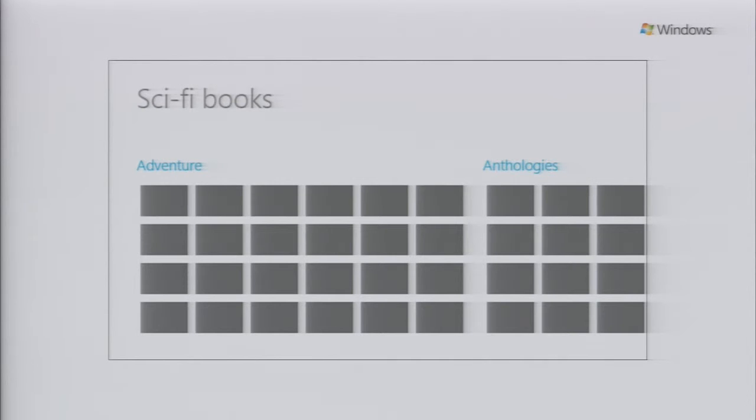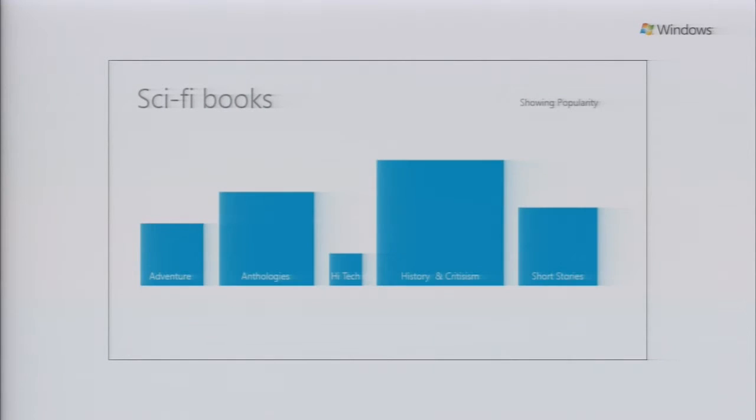And you can even extend that to present the data in different ways, actually change the semantics of the data. So if I was looking at a page with all the sci-fi books on it, there were different groups like adventure and anthologies and so on. If I were to pinch this down, maybe I want to show the data in a completely different way, like show popularity, just by changing the size of the block for the different adventure, anthologies, high-tech books, and so on. So I can take semantics and change them around to present different views of the data as well.